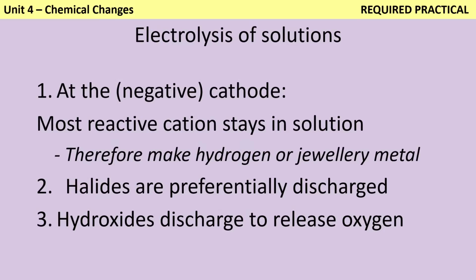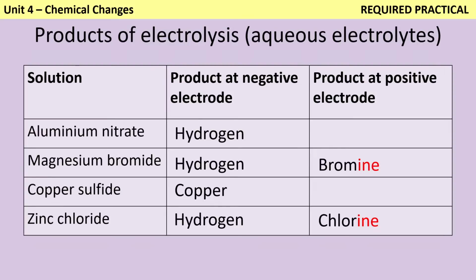So the third rule is that if we don't have a halide, then we're going to have a hydroxide ion being discharged, and that's going to produce oxygen. Technically, it's going to produce water as well, but since the whole thing is happening in an aqueous solution, we don't really care about a few more molecules of water. So we're now going to have oxygen produced by the aluminium nitrate and the copper sulfide.